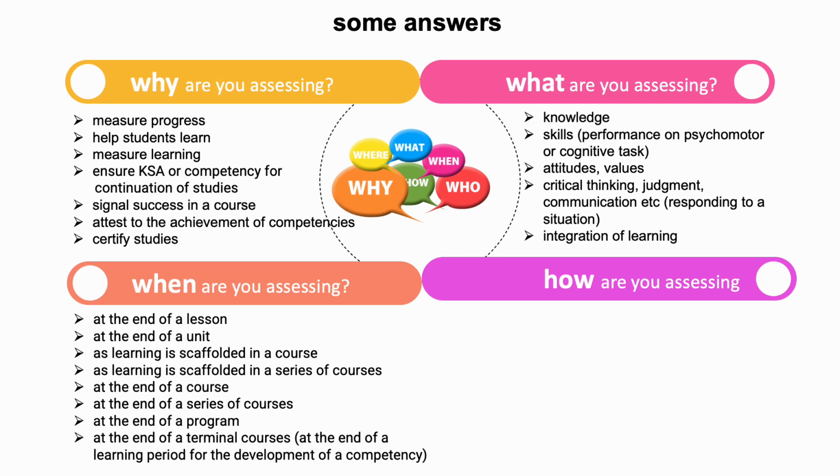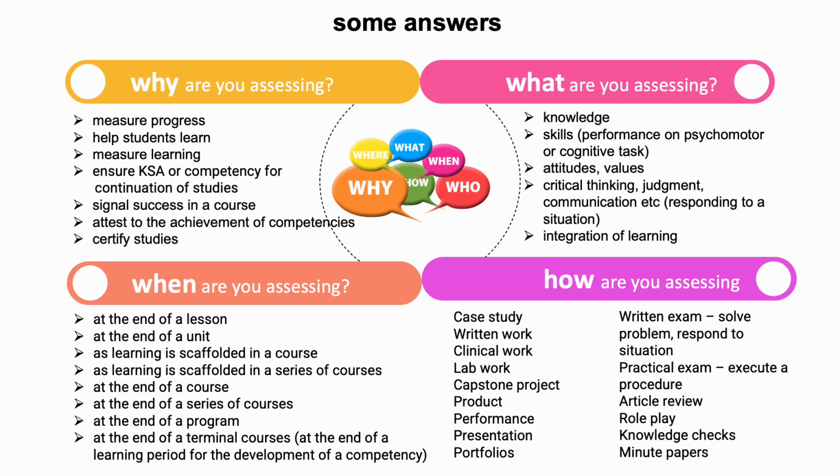Before we go, we have one more question to answer. How are you assessing? Once you answer why, what, and when you are assessing and understand the role your course plays in the overall program, you'll have more clarity on the type of assessment most appropriate to assess and evaluate student progress and learning and to attest to the achievement of competencies. There are many methods and instruments to choose from. Just keep in mind the objects of evaluation, and in the case of evaluating or attesting to the achievement of competency, the taxonomic level of the competency.